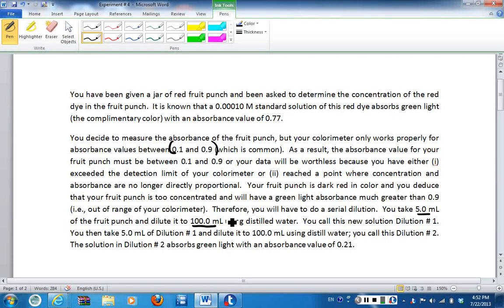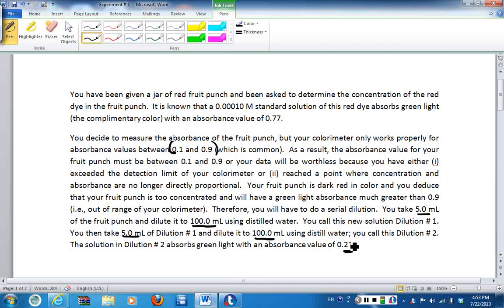Now, you look at this, and chances are it might give you an absorbance value that is also higher than 0.9. So you can do an additional dilution where you take 5 mLs of dilution number 1 and dilute it to 100 mLs using distilled water. This is dilution number 2. Okay, when you take this dilution and stick it in your colorimeter, you actually find that it gives you an absorbance value in the range that you desire.